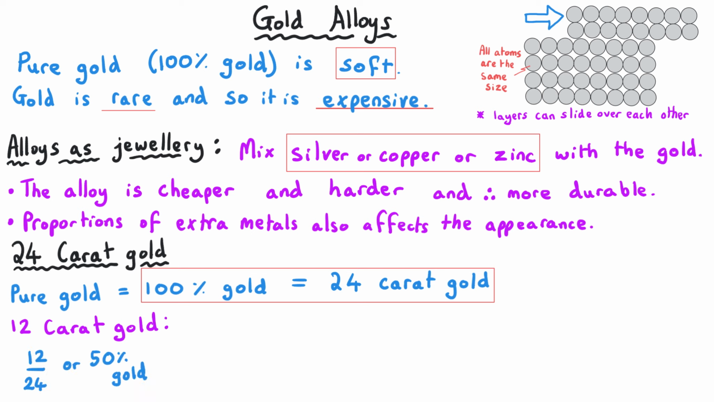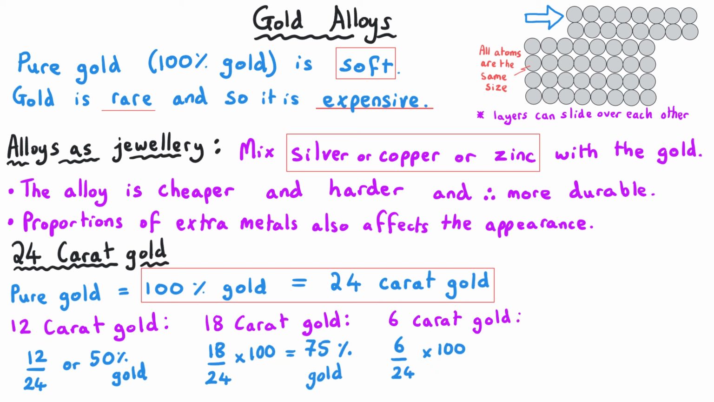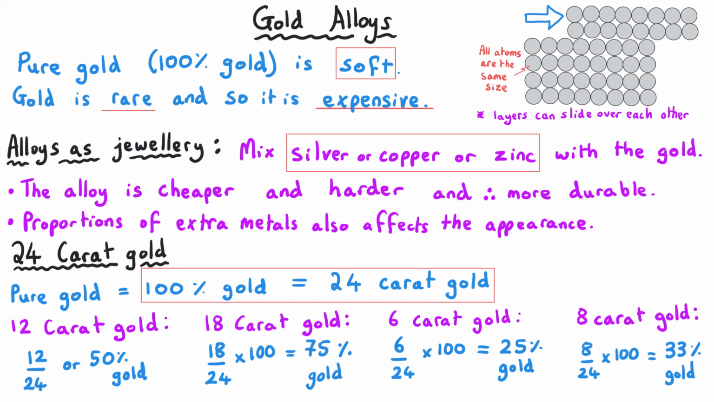And in an exam question, you might be asked to work out the purity of, say, 18 karat gold. And what you would have to do is you'd have to express that as a fraction. And so 18 out of 24 is 75%. Or 6 karat gold is 6 out of 24, so 25% pure. Or 8 karat gold is 8 divided by 24, so 33%. That proportion system is definitely something that you need to be able to be flexible and think about in an exam situation.